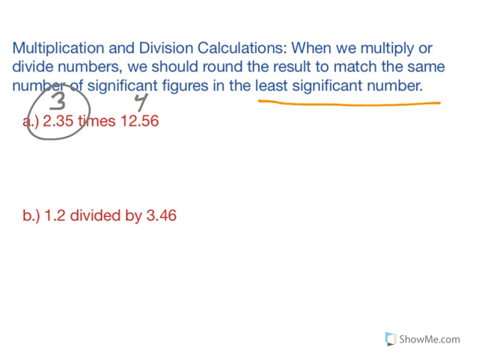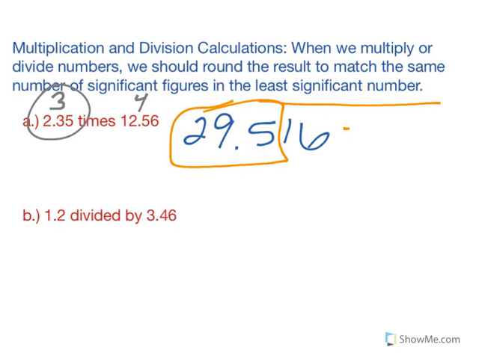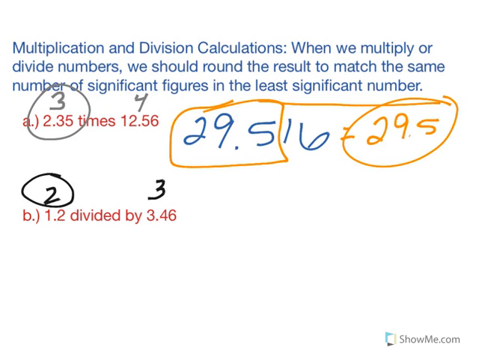Okay, so we're going to go ahead and multiply it. And when I multiply these two numbers, I get 29.516. Well, I want 3 significant figures. So my answer is going to be approximately 29.5 because that is the least significant. When I go to letter B, same concept. I've got 2 significant figures here and 3 here. So my final answer will have 2 significant figures.